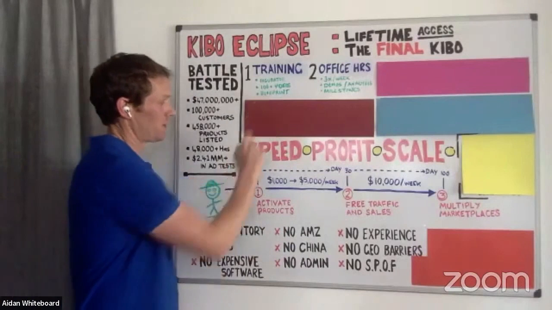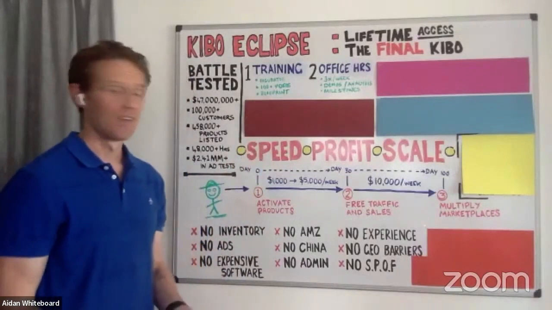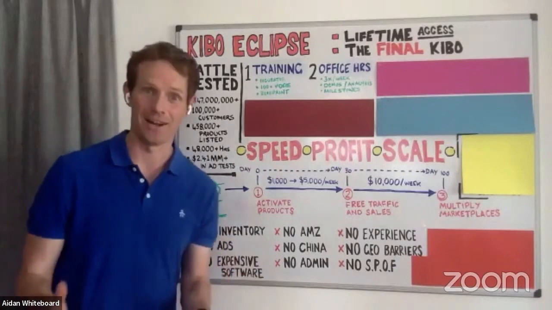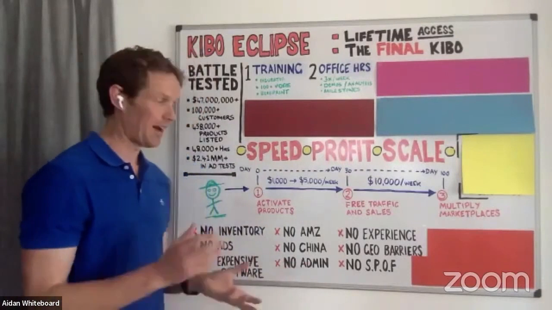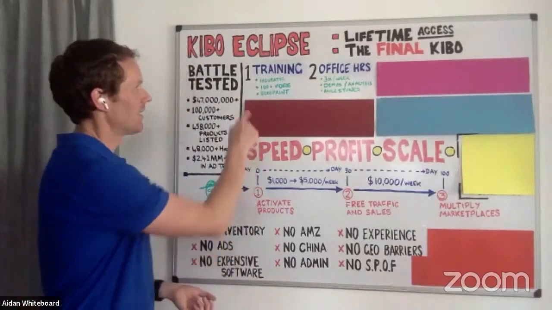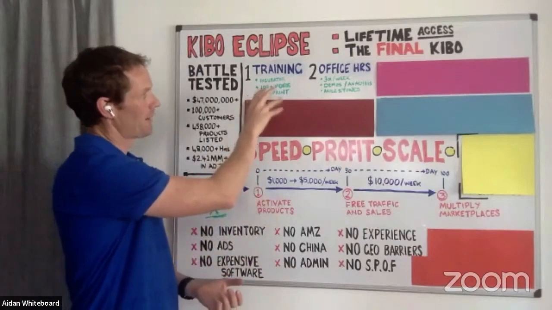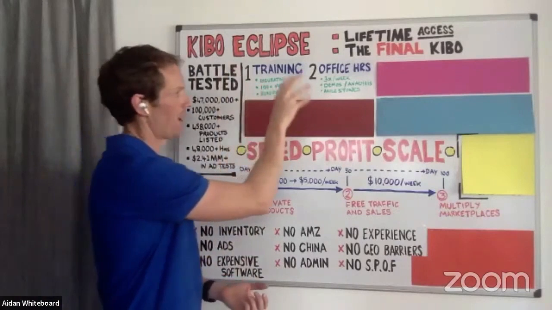But what we're talking about doing is getting you to 100 sales in your first 30 days. So lightning speed. And a big part of that is the blueprint. Now, building on that blueprint and on that training is what we call our office hours.